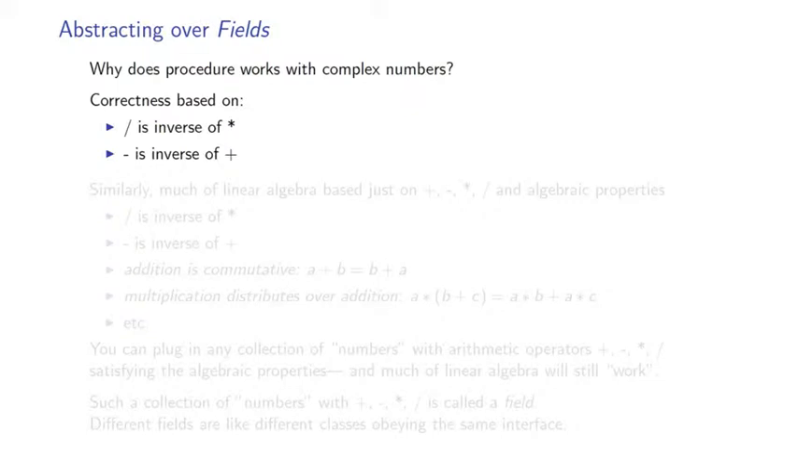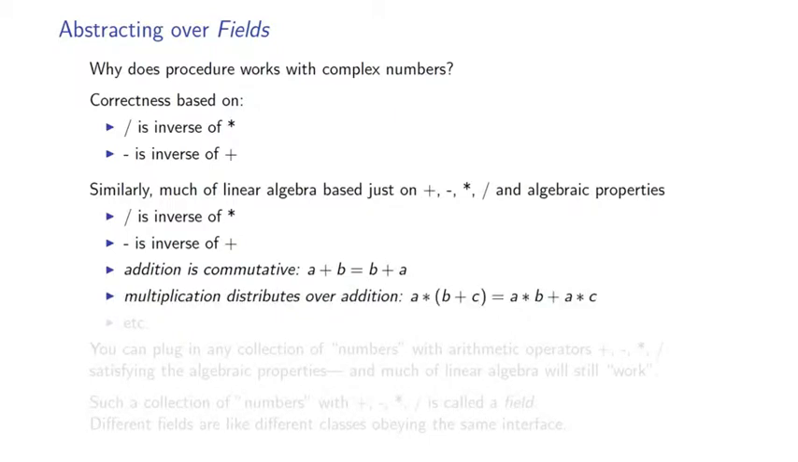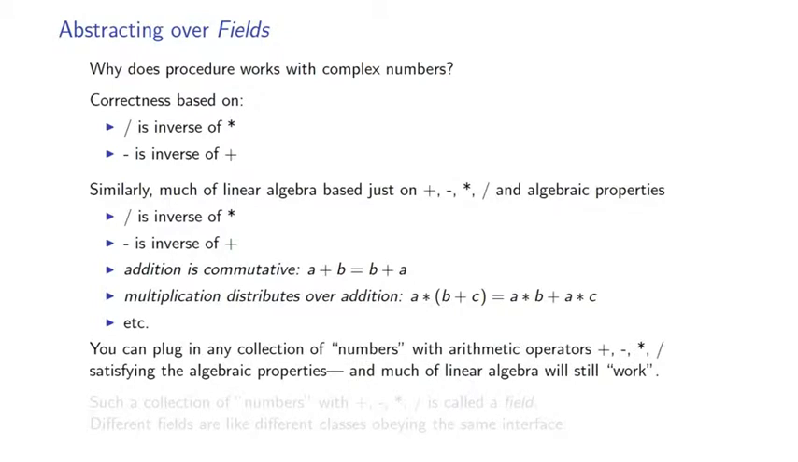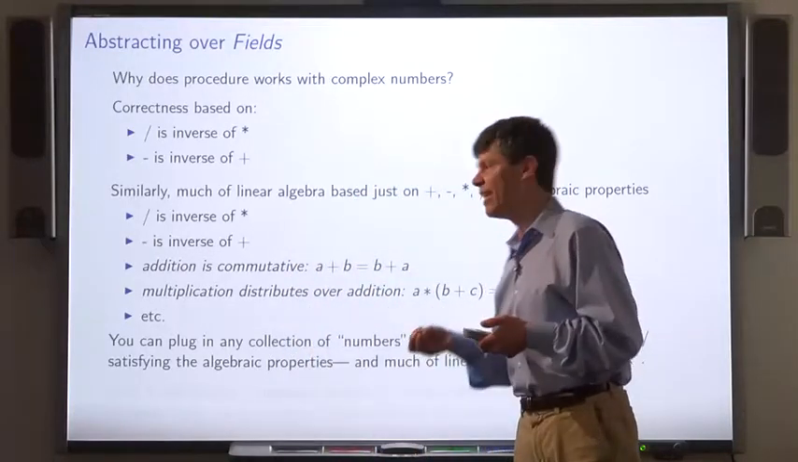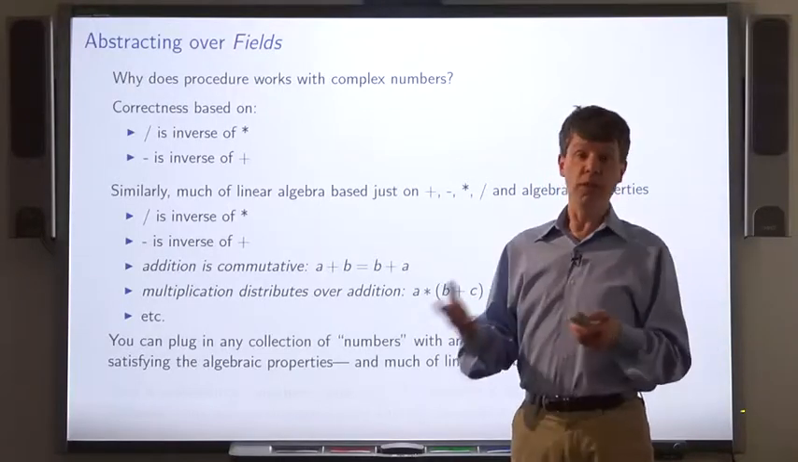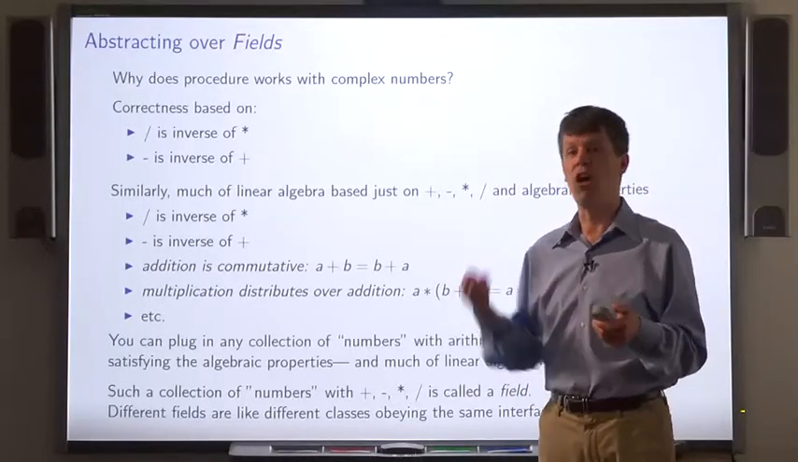Similarly, much of linear algebra is based on a few simple facts about the operators plus, minus, times, and divide. Division is the inverse of multiplication. Subtraction is the inverse of addition. And there are other algebraic properties, such as that addition is commutative, the order doesn't matter, and multiplication distributes over addition. So you can plug in any collection of numbers with their own arithmetic operators, plus, minus, times, and divide. And as long as these satisfy these basic algebraic properties, you can do linear algebra with that kind of numbers. A collection of numbers that has these properties is called a field.